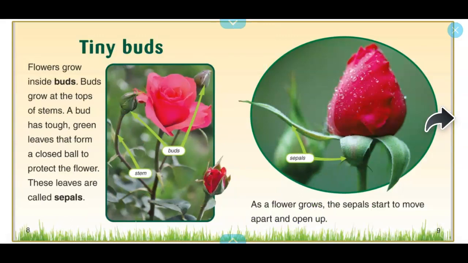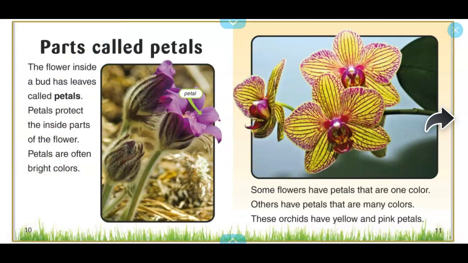Flowers grow inside buds. Buds grow at the tops of stems. A bud has tough green leaves that form a closed ball to protect the flower. The flower inside a bud has leaves called petals. Petals protect the inside parts of the flower. Petals are often bright colors.